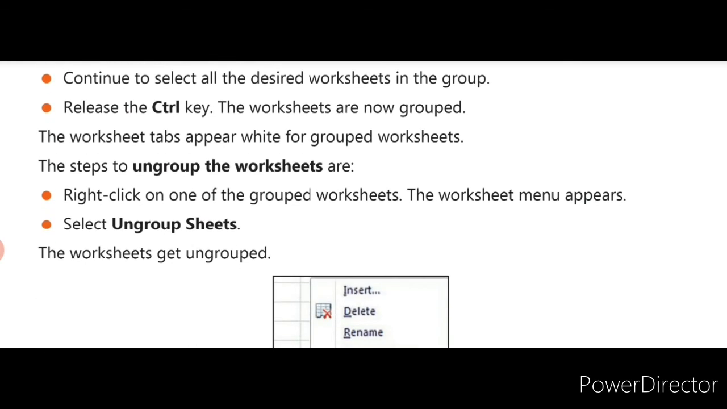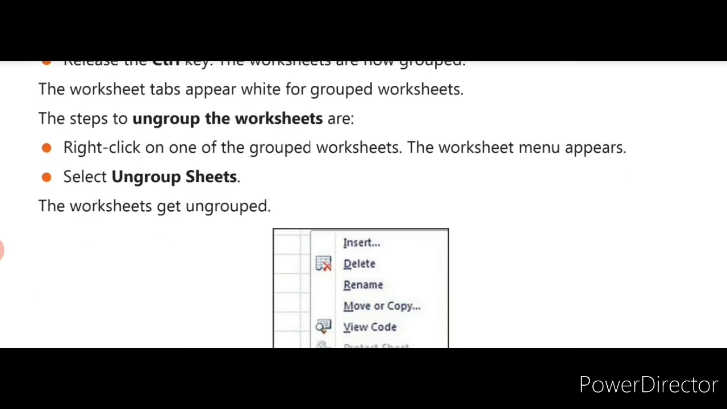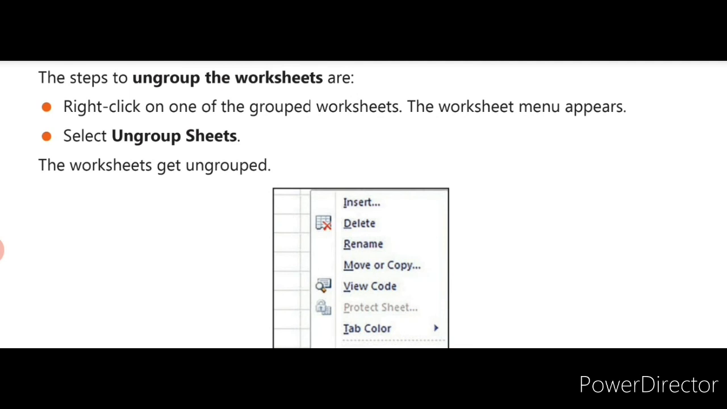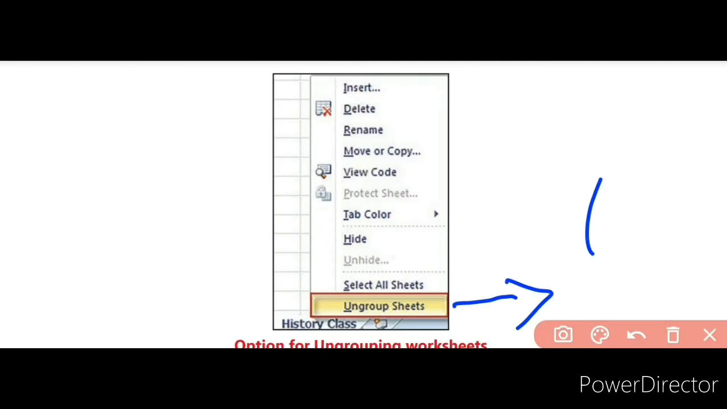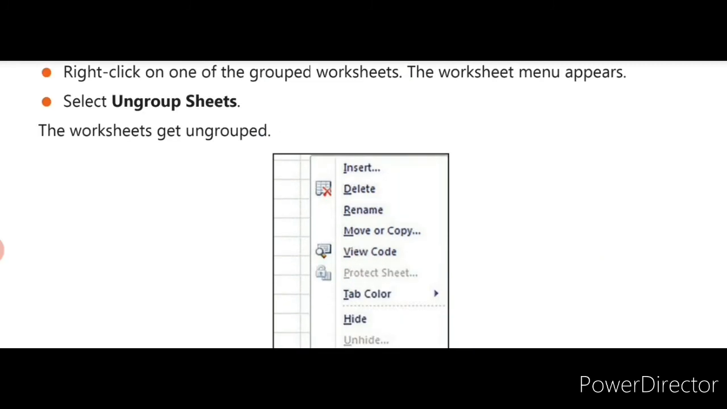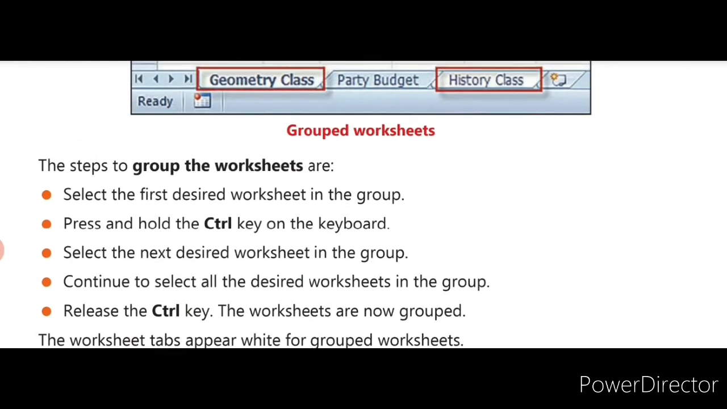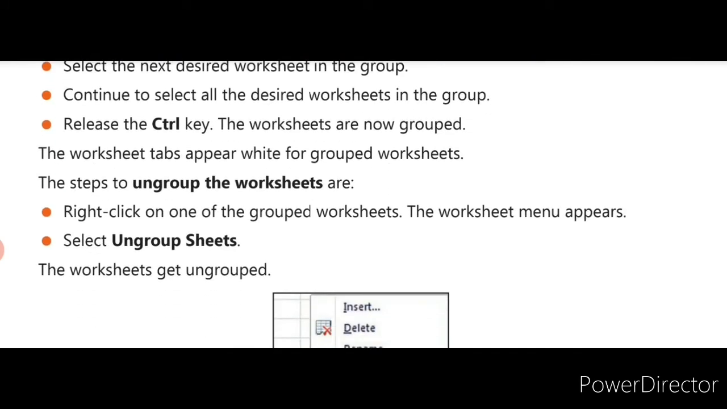Similarly, you can ungroup these worksheets. How to ungroup the worksheets? Right click on one of the grouped worksheets. The worksheet menu appears. Here you are going to click Ungroup Sheets from the worksheet menu. So this is how we group and ungroup worksheets.